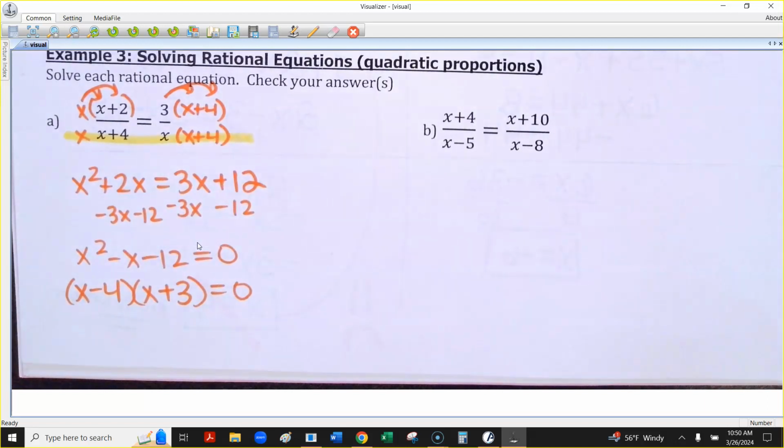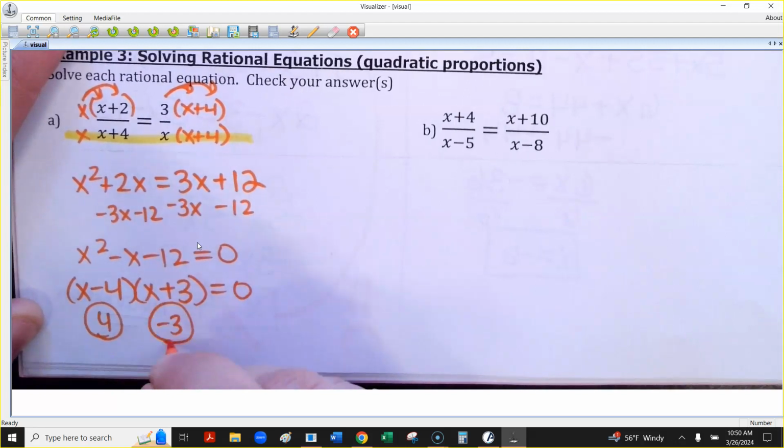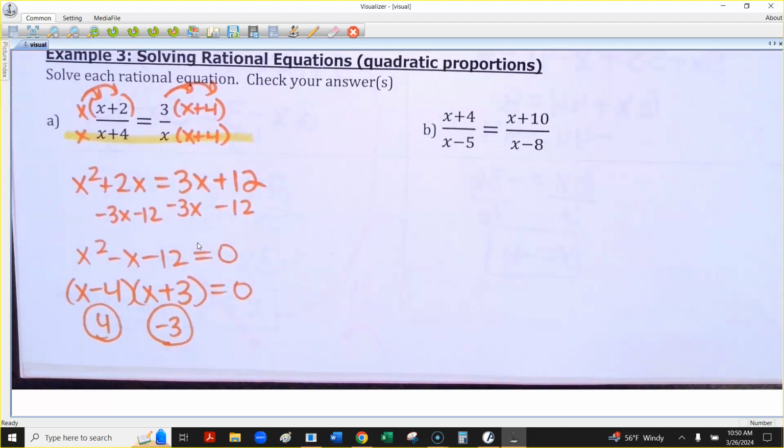Okay, now, here are my two answers. 4, negative 3. Are either one of those a problem? No. Okay, so this is x plus 4, so negative 4 would have been a problem, but my actual answer there should be positive 4, so that's okay. Both of those are going to work.